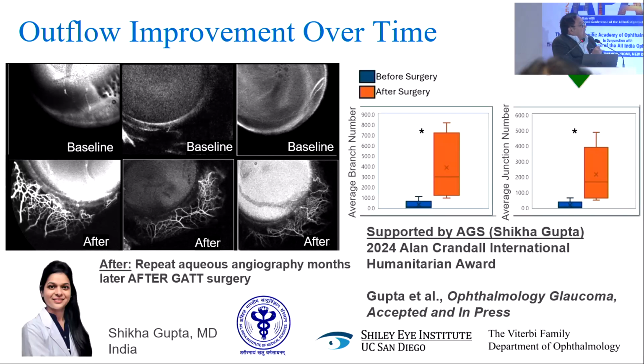They all got GAT. And then 1 to 2 months later, on repeat evaluation, they got a second angiography, now showing for the first time over time there can be sustained improvement. All right? So this is the first time we've ever looked over time. Shika was supported by the American Glaucoma Society for this with the 2024 Alan Crandall International Humanitarian Award. Also, this was just accepted this week into Ophthalmology Glaucoma.